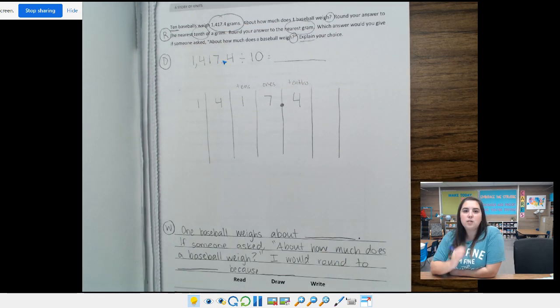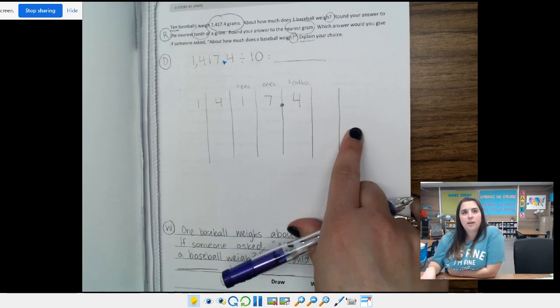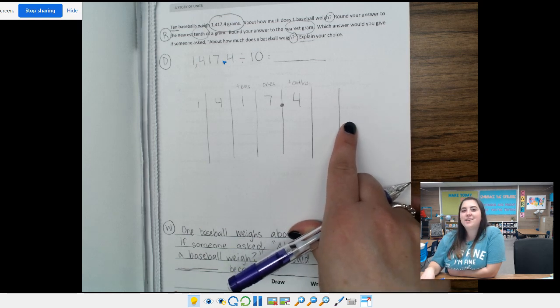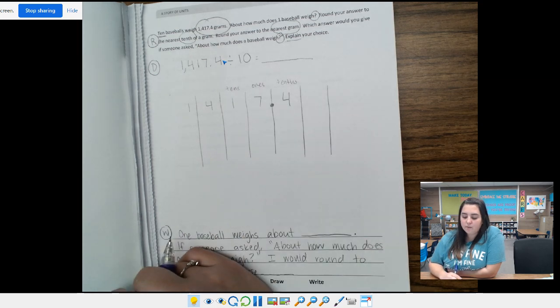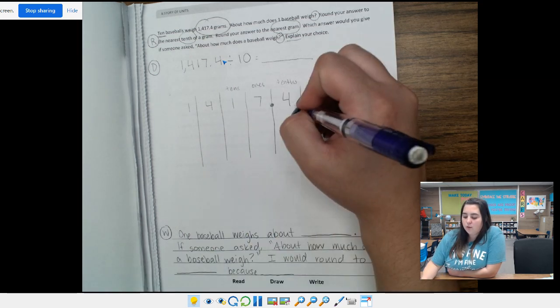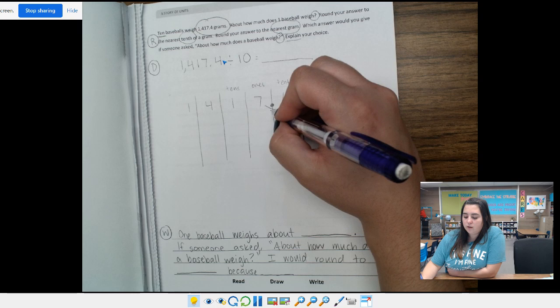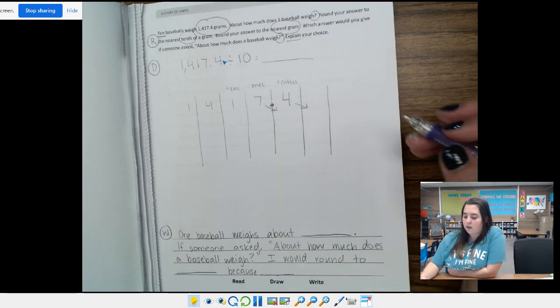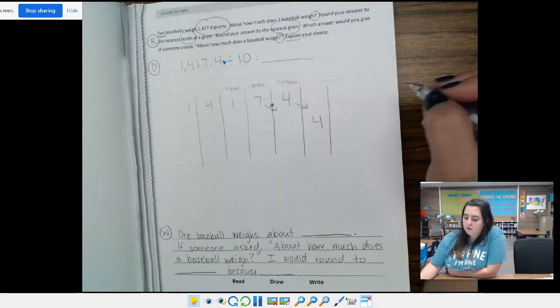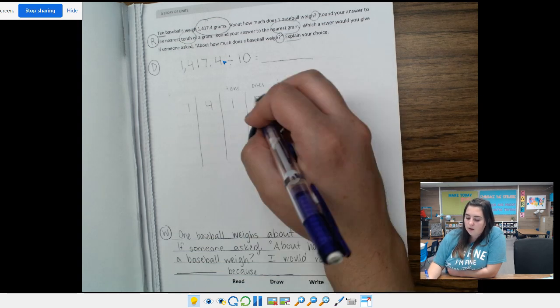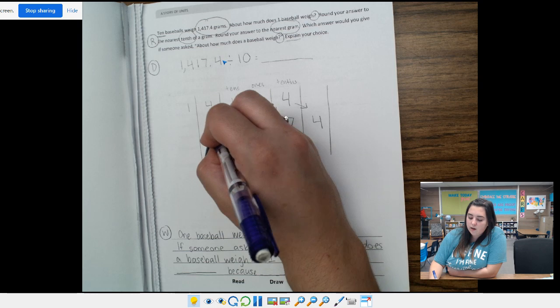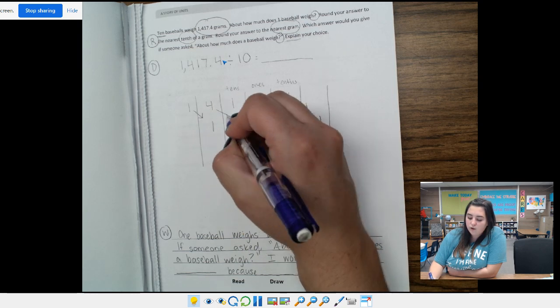And then think, if we're dividing, would our number be getting bigger or smaller? It would be getting smaller because 1 baseball should weigh less than 10 baseballs. Dividing by 10 would be moving 1 spot over on the place value chart. So my 4 is now here. My 7 is here. The decimal stays. The 1, the 4, and the other one. Everything moved over one spot.